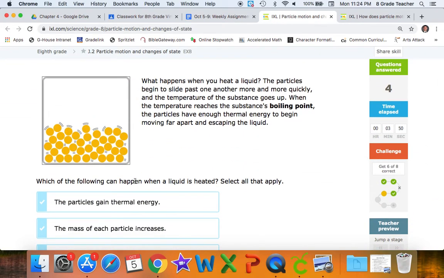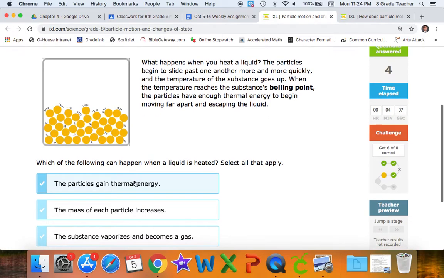What happens when you heat a liquid? The particles begin to slide past one another more and more quickly, and the temperature of the substance goes up. When the temperature reaches the substance's boiling point, the particles have enough thermal energy to begin moving far apart and escaping the liquid.